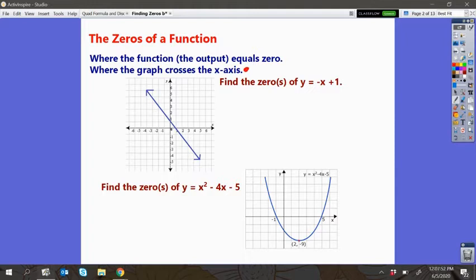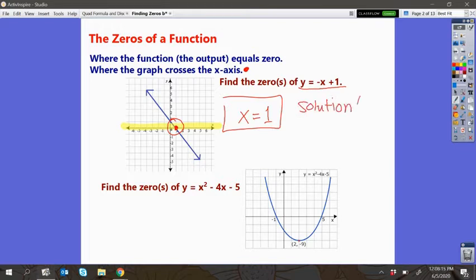For example, if I give you this line, the equation y equals x minus 1, all I need to do is look for the x-intercept along the x-axis, and I see that the zero of this function is 1. So we say that the solution or the zero, they both mean the same thing, is x equals 1.